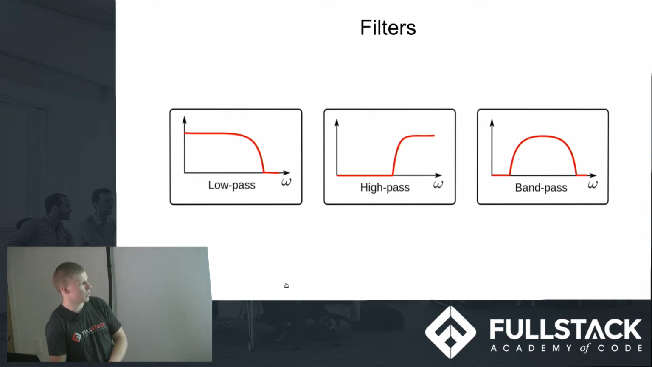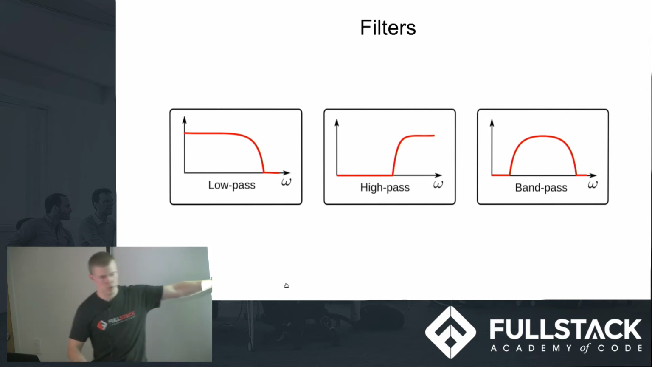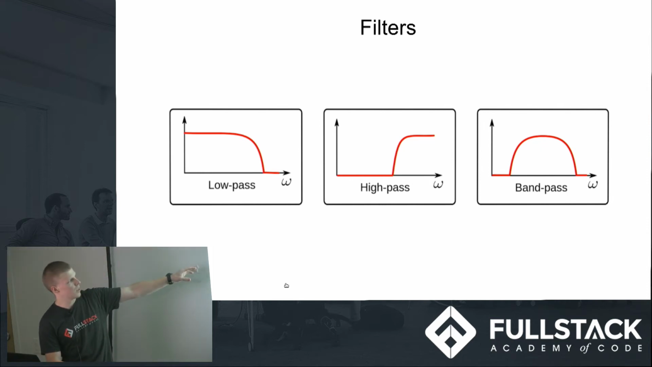So the first one is the low pass filter. Its function is to cut off everything that is higher than the set frequency. So in this case, the horizontal axis represents frequency, and everything that is higher than the point on the axis that touches the graph will not sound. Next one, high pass, is very similar, but does exactly the opposite.